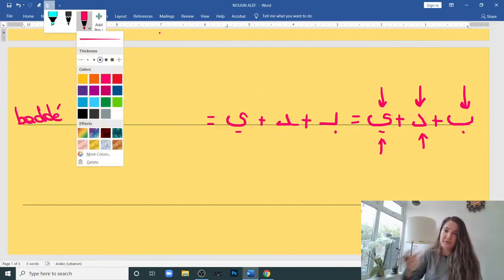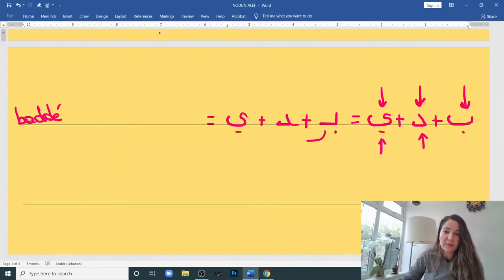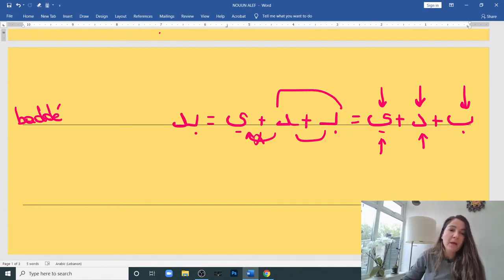You're literally seeing them visually in front of you. So we will join these two, but we will not join these two. Let's join these two first. We will start ba, dal. You see, I didn't remove my hand. And then I put my punctuation. And then I write the ye on its own because it's not going to join to the dal, because the dal is a star letter. So that's how you write بدي, which means I want.